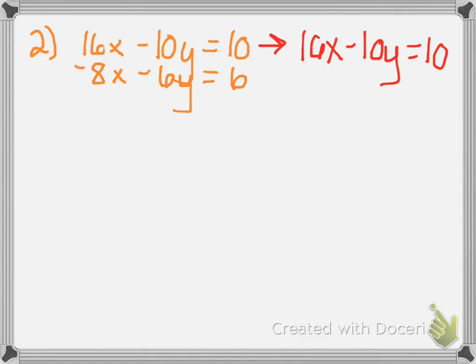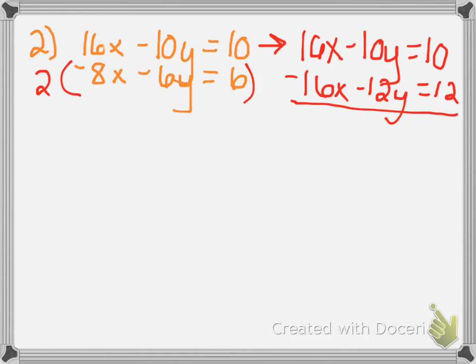On the bottom equation, I need to get a negative 16. So I'm going to multiply the whole bottom equation by 2. So I have negative 16x minus 12y equals 12. Now when I add straight down, my x's cancel. I have negative 22y equals 22. I'm going to divide.